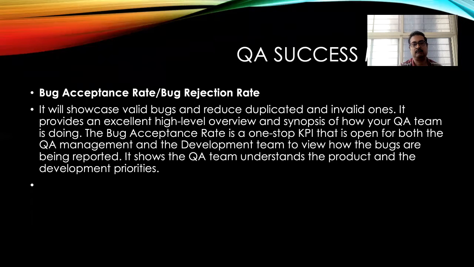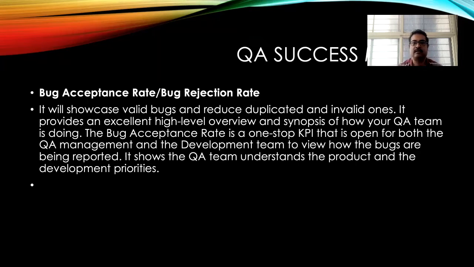So bugs getting rejected means you are wasting developer time and effort. So it shows badly on the QA team. In some teams, they set a criteria that bug rejection rate should not be more than 5%, right? You report 100 bugs, only 5 bugs can be rejected. If it is more than that, then it is an issue. So bug rejection rate should be less than 5%, or bug acceptance rate should be more than 95%. That kind of criteria some teams set.